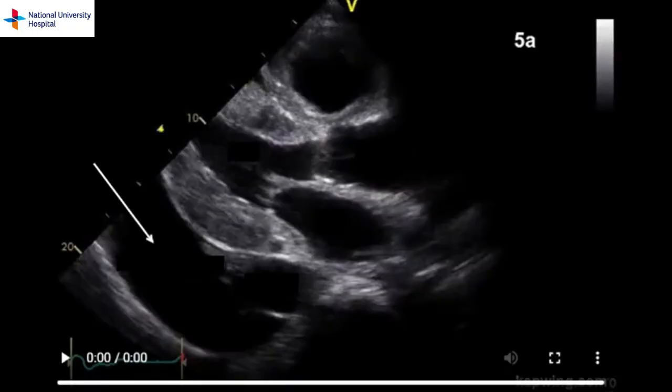In this echo, notice how the area of fluid passes below the descending aorta. The fluid here is located behind the descending aorta. This is an example of a pleural effusion.